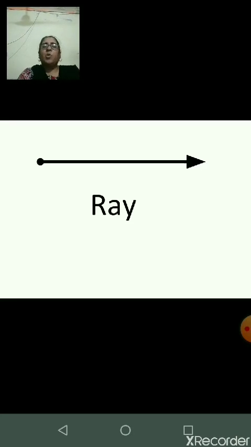Okay, now next is what, children? Can you see this dot? A point at one end, and on the other side what do you see? An arrow. Yes. So what is it called? It is called a ray. Whenever there is a point and an arrow on the other side, it is called a ray. So our today's topic, that is angles, is related to rays. That is what we are going to learn today.